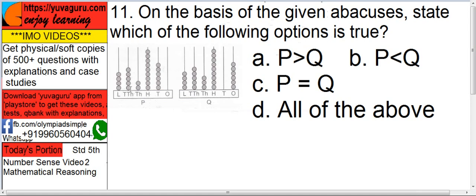In 10,000 position there is 5. Then 2 in 1000 and so on. Similarly for Q. Now we have to find out which number is greater. In these cases, remember the basic. Start from the lakh side, means highest side. What is the highest place value?